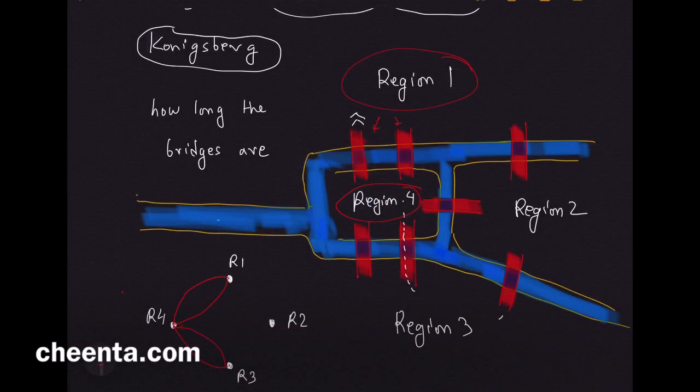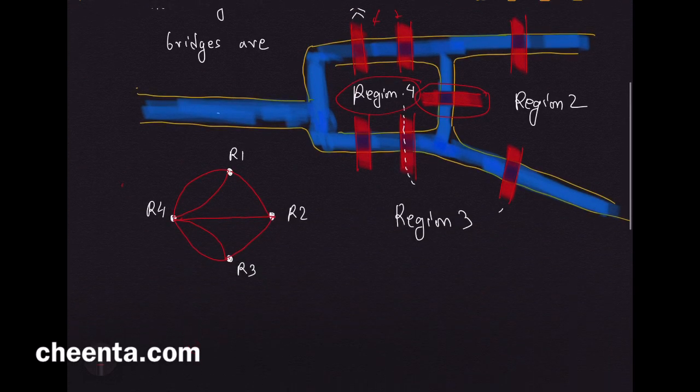So he would draw 2 edges like this. And then between region 4 and region 2 there is exactly 1 bridge, which is this one. So there is 1 edge. And between region 1 and region 2 there is 1 edge. And between region 2 and region 3 there is 1 edge. So now the question has been reduced to this picture.